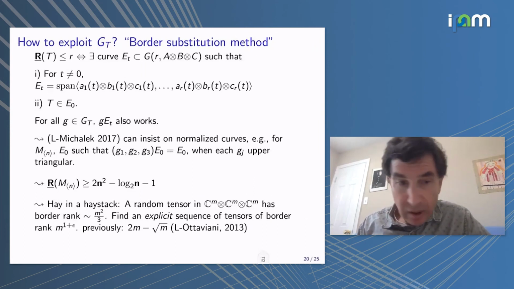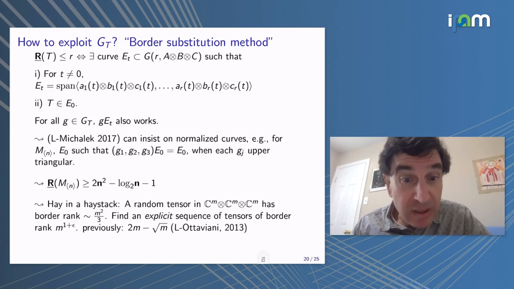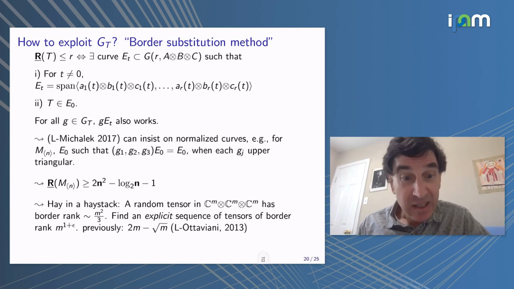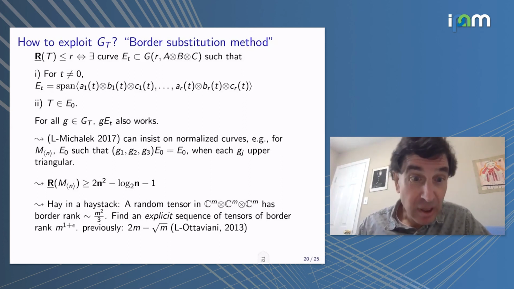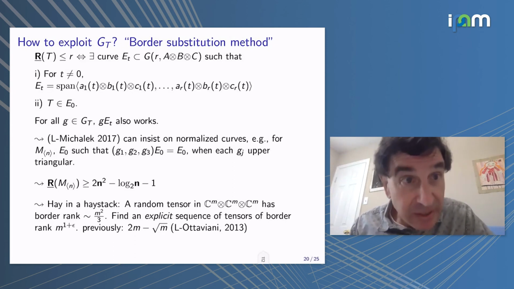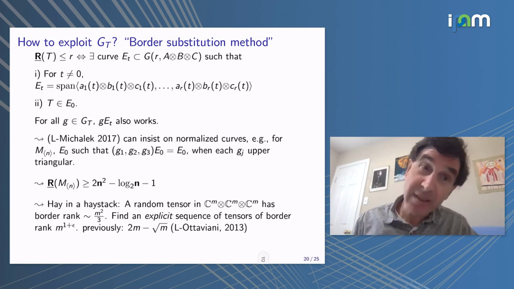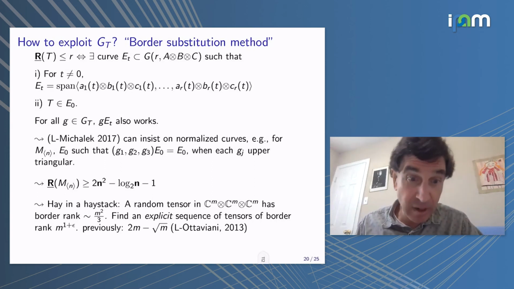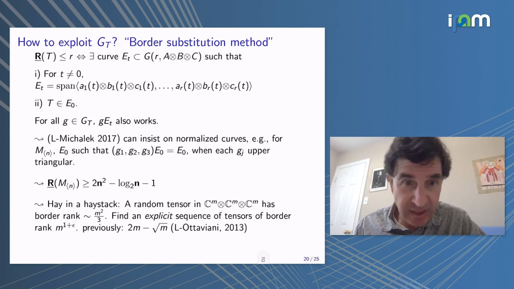Okay, so previously, the best needle in a haystack solution was that earlier result with Ottaviani applied to the matrix multiplication tensor, which is very far from a random tensor, I point out, to get this 2m minus square root of m, because m is n squared. That's just restating the result.